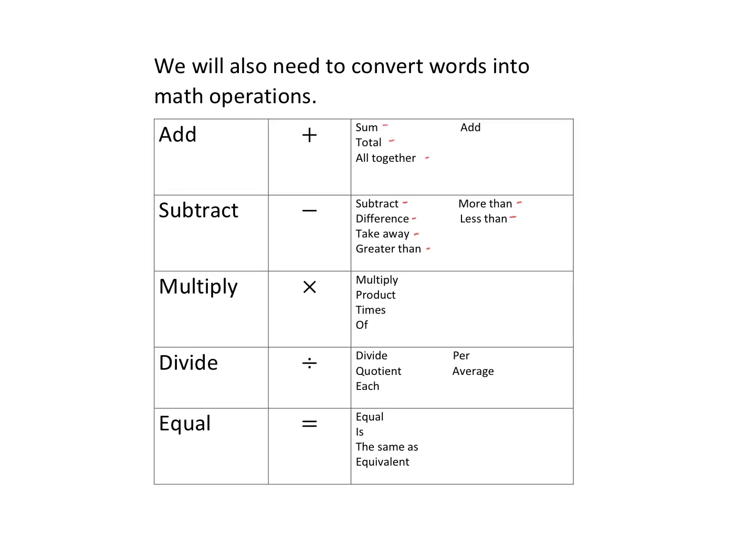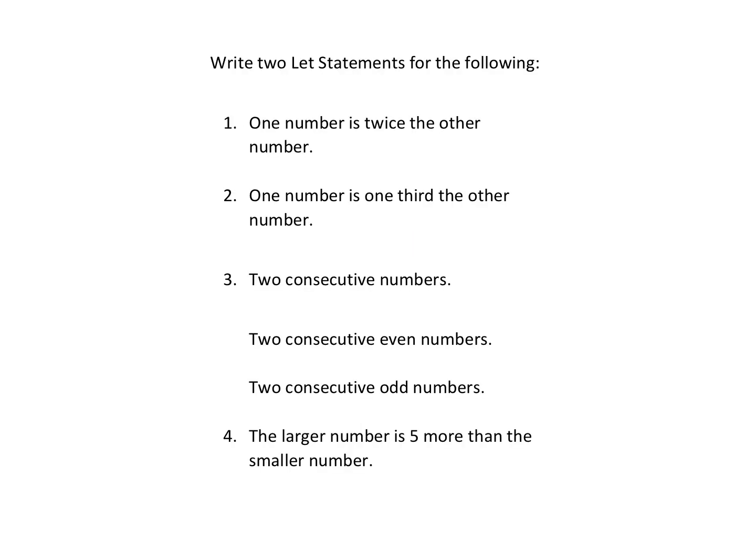Some other ways to say multiply might be product or times. Of is also multiplication. Divide. Instead of divide, we might say quotient or each or per or average. Those are different ways to say divide. And then equals doesn't always say equals. It might say is or the same as or equivalent to. So there's lots of different ways to describe the operations, not just add, subtract, multiply, divide, or equals.